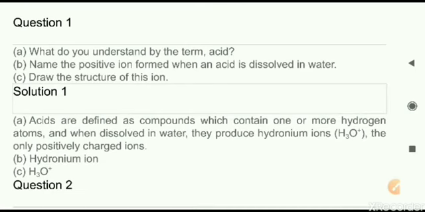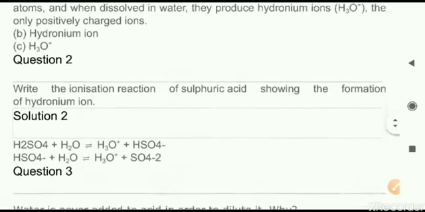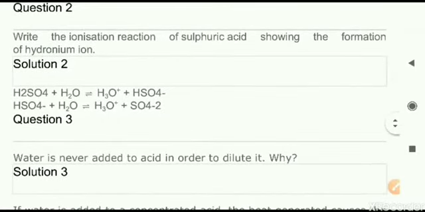The third one you have to do yourself: draw the structure of this ion. I have not given the structure, but I hope you can draw it. We have already studied the hydronium ion in chapter number 2.